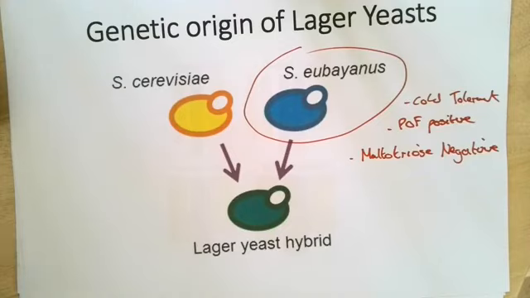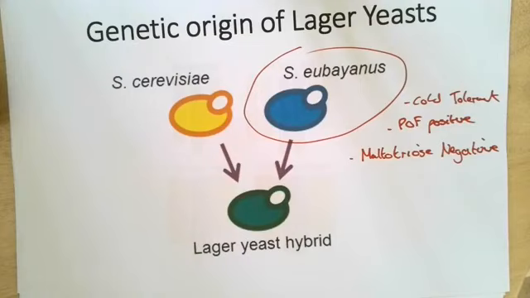So we now know that the parents of the lager yeast strain, Pastorianus, are Saccharomyces eubayanus and Saccharomyces cerevisiae. What we don't know is how that lager yeast hybridization event happened, where it happened, and how it then came to be used in 15th century Bavaria. That is still very much a mystery.